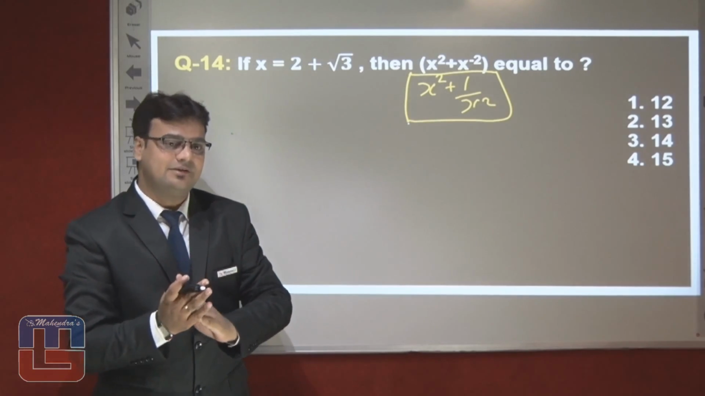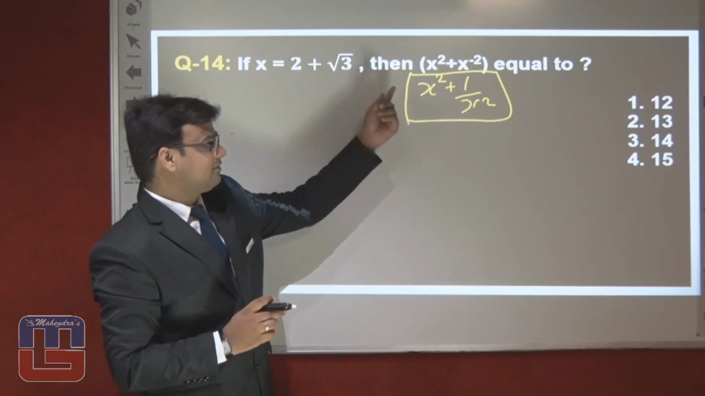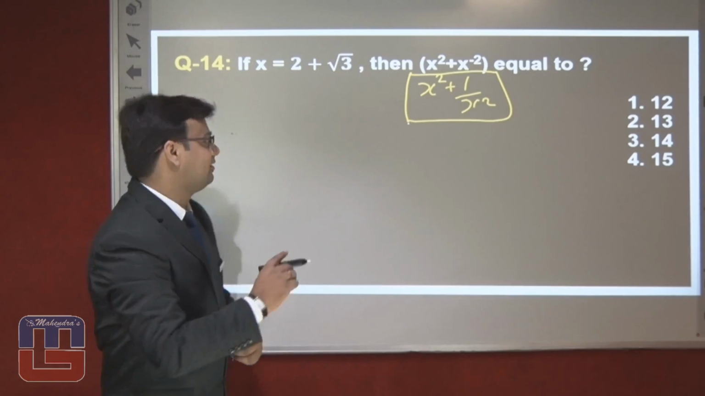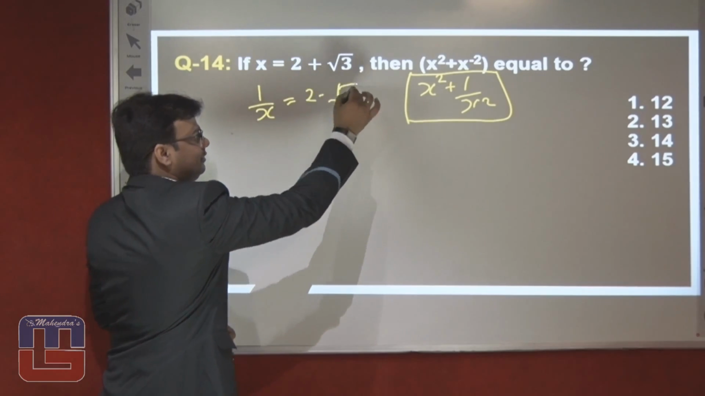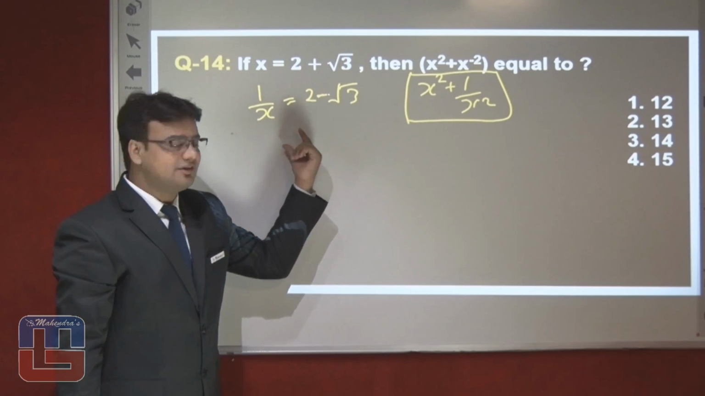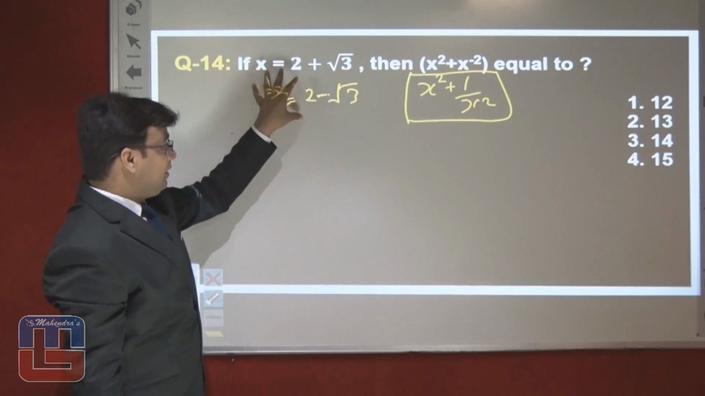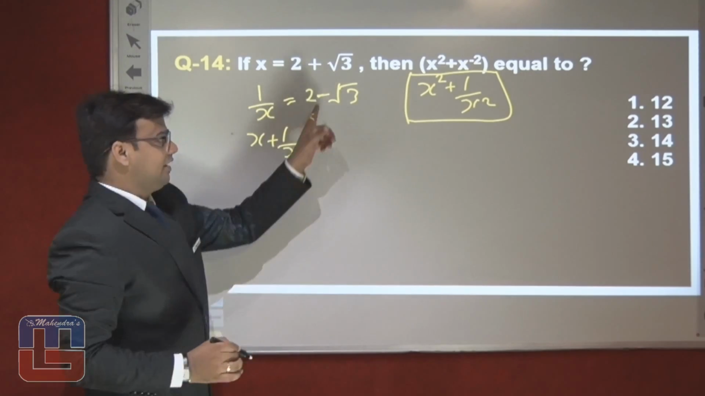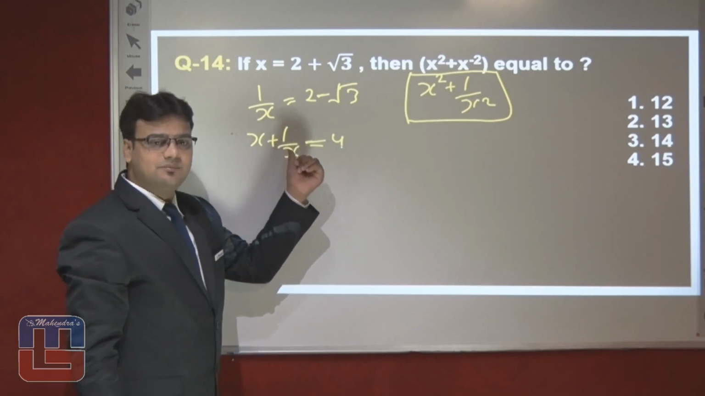So firstly we derive the value of x plus 1 by x. Without that, if we directly apply x values here, then it's a lengthy calculation. So we firstly derive the value of x plus 1 by x. x value is this, that means 1 by x is equal to the inverse, 2 minus root 3. It's complementary. If x has plus, then its inverse has minus. Now we add x plus 1 by x. If we add it, root 3 cancels out, then we get 4. x plus 1 by x is equal to 4.